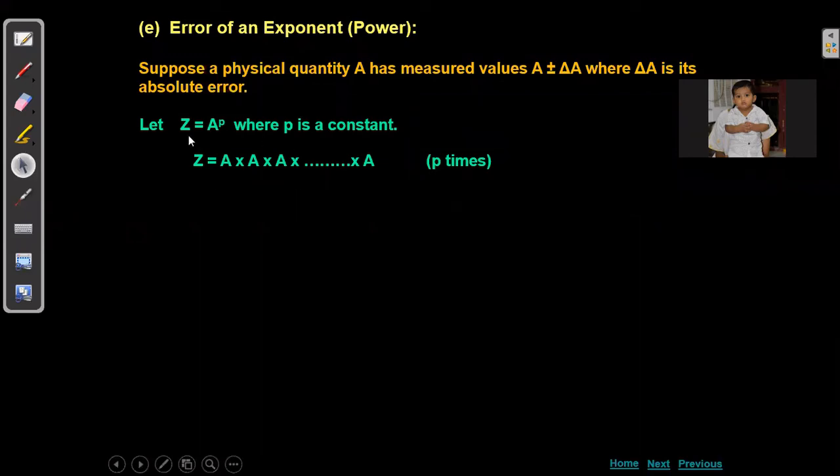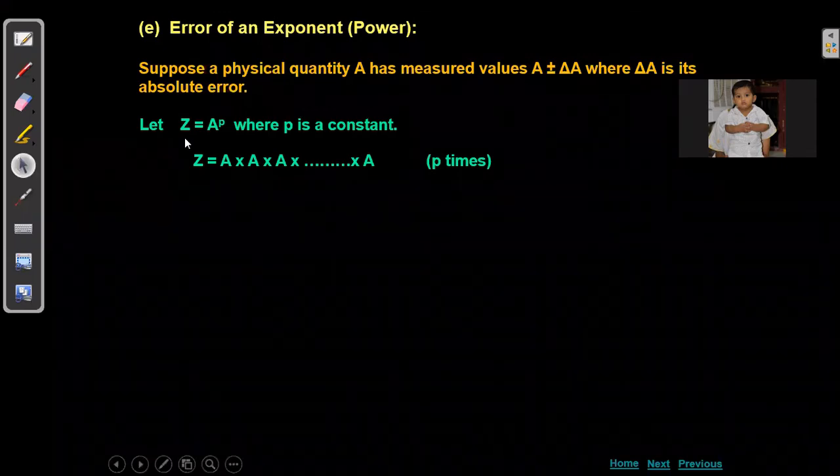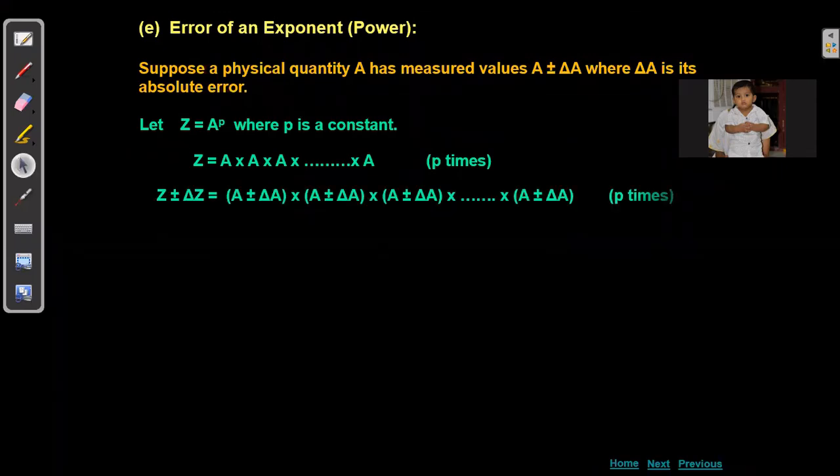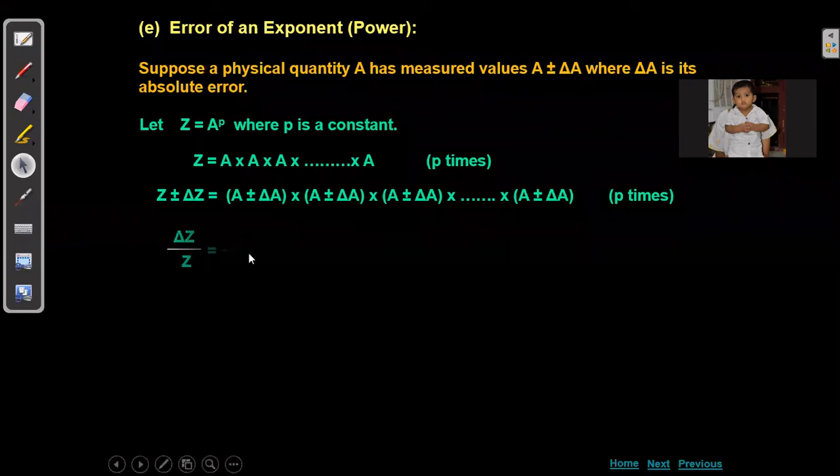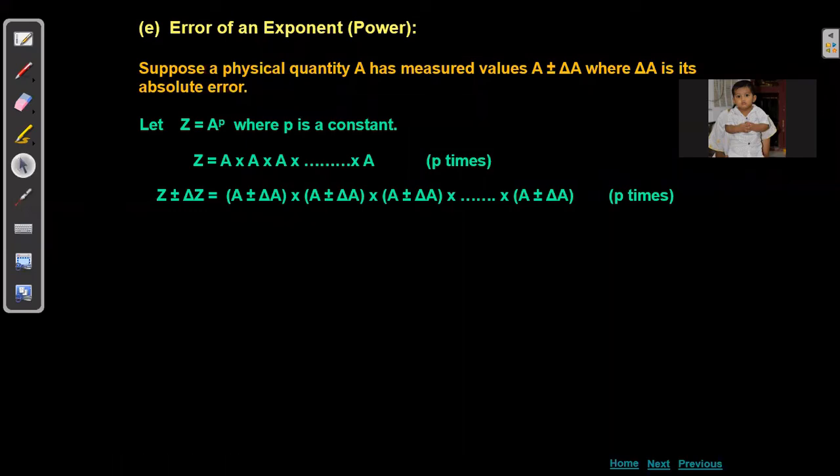So generally, including error, if we measure, what do we measure? Z plus or minus delta Z we will write. Z plus or minus delta Z can be written as A plus or minus delta A into A plus or minus delta A. This will be continued. How many times? P times it will be continued. Now again, whenever multiplication or division comes, we will go with relative error only. Then only it will be easy for us. We cannot go with the normal addition approach, so we will not end up with the result if we go with addition.